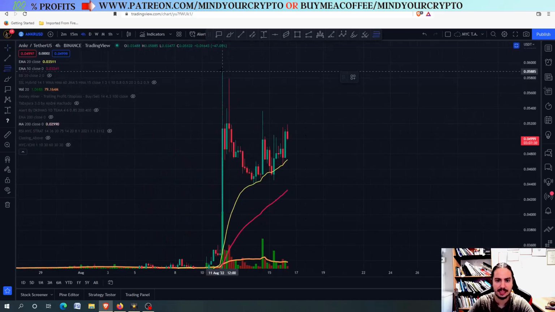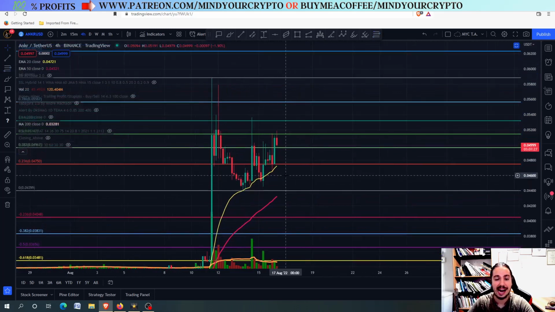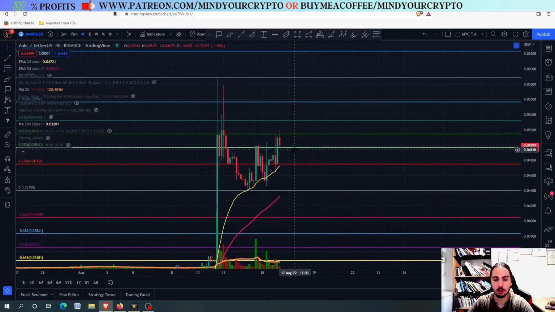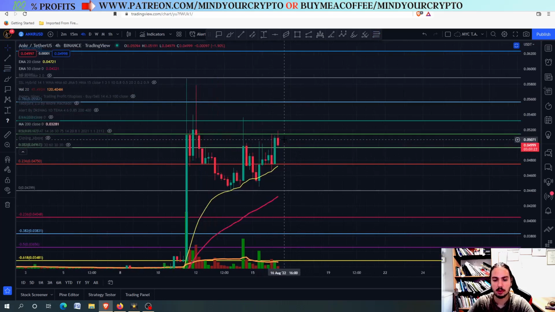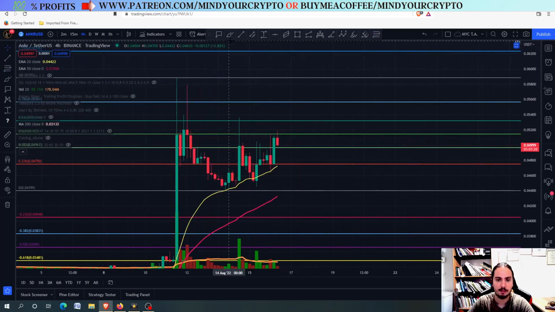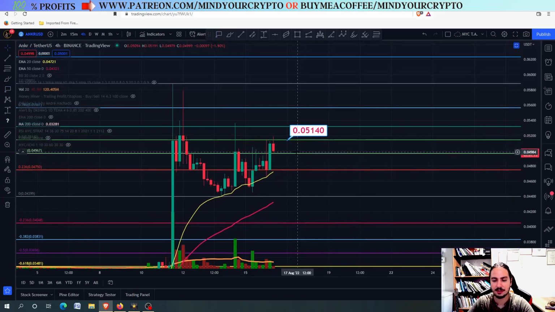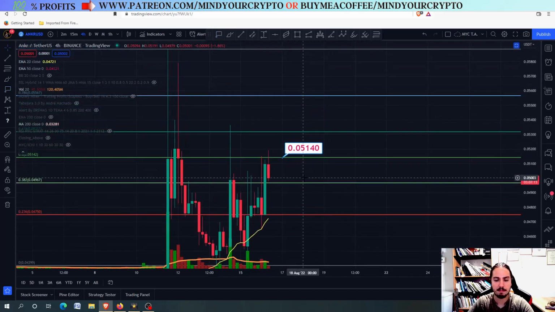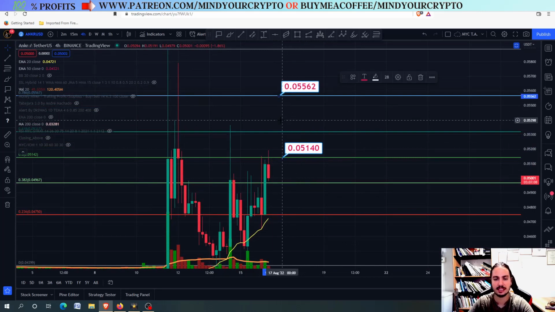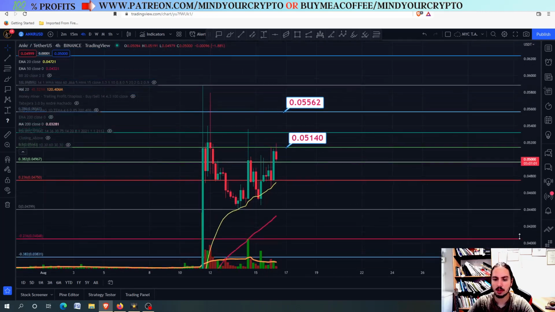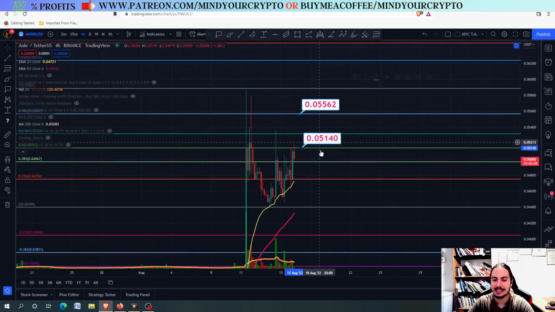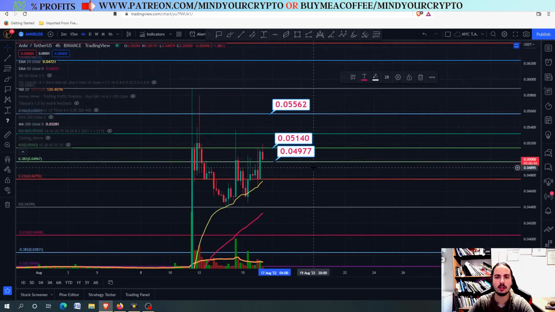Anyway, I wouldn't be getting into Ankr right now, as it hasn't closed above some important resistance levels. For example, if Ankr closes above this line right here, then it is very important to know that we might be getting all the way up until the point of 55.62. Yes, it is very likely that we can go all the way up there. For the time being though, I'm not seeing anything like that, except if we hold the point of 49.77.